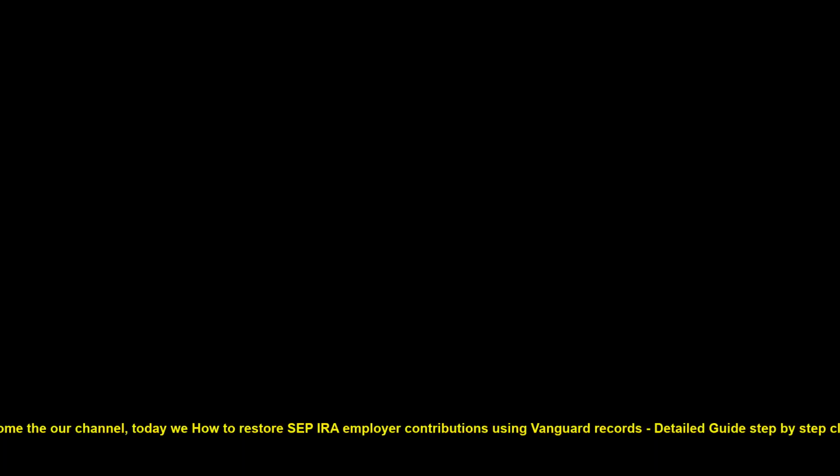To restore SEP IRA employer contributions using Vanguard records, start by gathering all relevant documentation. Collect your SEP IRA account statements from Vanguard. Log into your Vanguard account using your credentials. Navigate to the account section where your SEP IRA is listed.